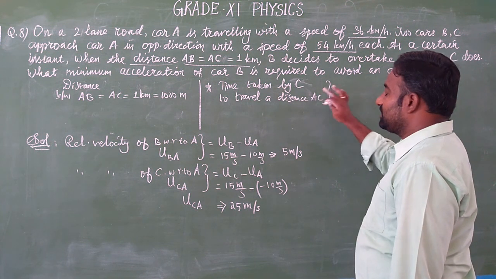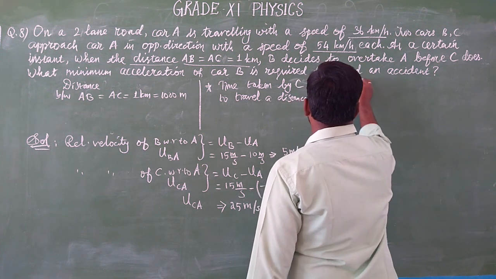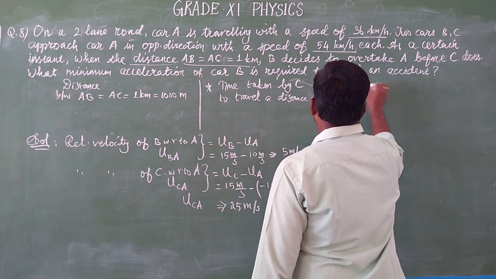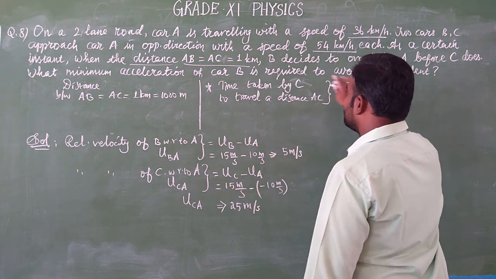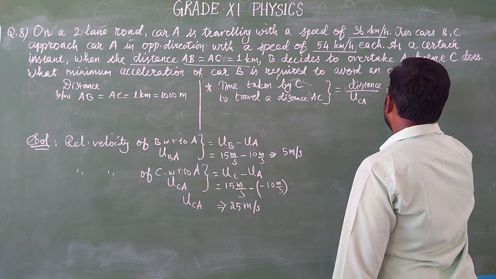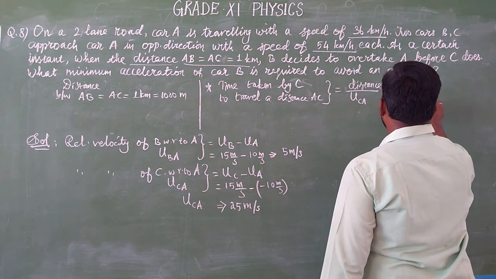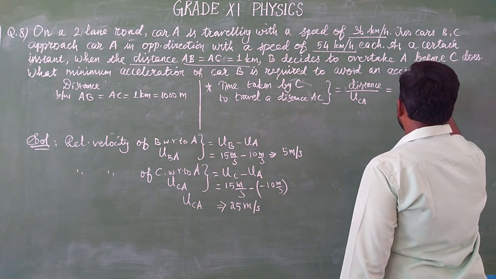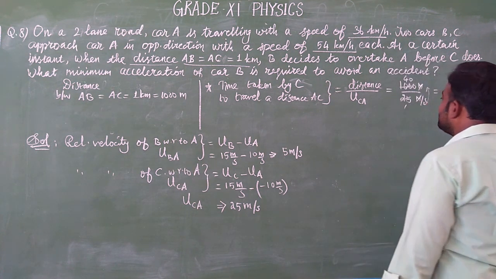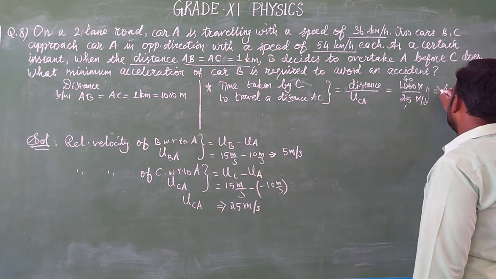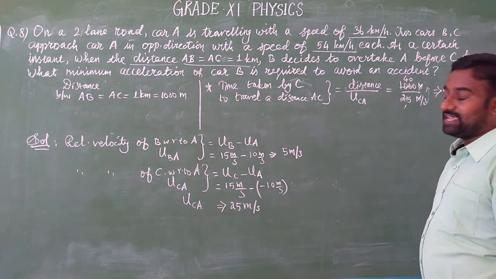So speed is equal to distance by time. So time is equal to distance by the relative velocity of C with respect to A. So what is the distance? The AB and AC, it is 1000 meter, and this relative velocity also we found, it is 25 meter per second. So meter and meter cancel. The denominator goes here. So it's 1000 by 25, that is 40 seconds. So 40 seconds is the time taken by car C to travel a distance AC.